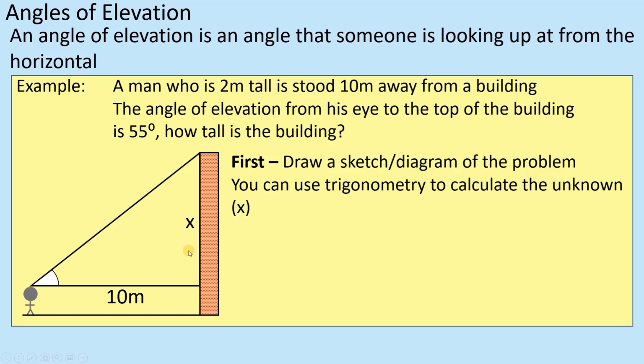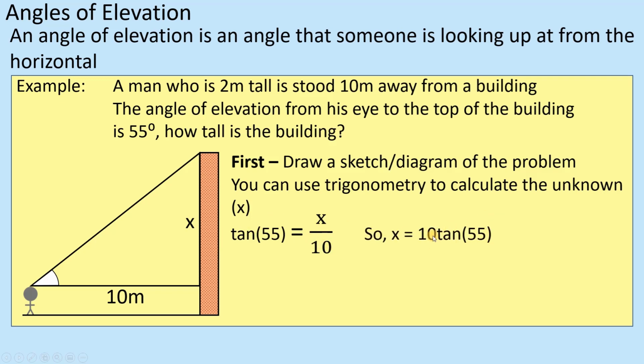This one here is the opposite of this angle, and this here is the adjacent, so O and A. In terms of trigonometry, I'm going to use tan, because that's the one that has the opposite and the adjacent in it. Using my trigonometry skills, I know that tan 55, so tan of this angle, is equal to x over 10. That's what I've written here. And what I'm after is this height here, so to rearrange this, it's going to be 10 times tan 55.